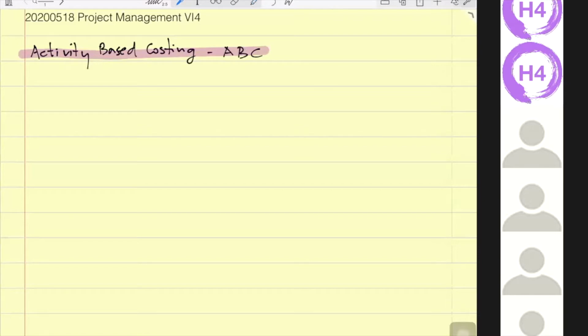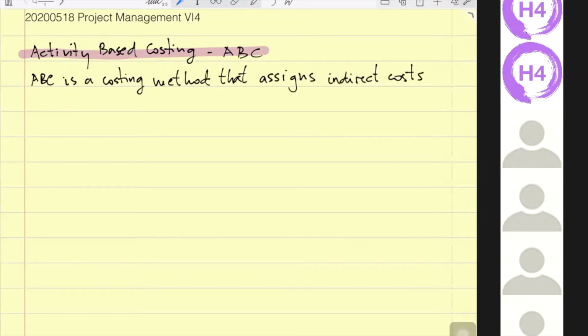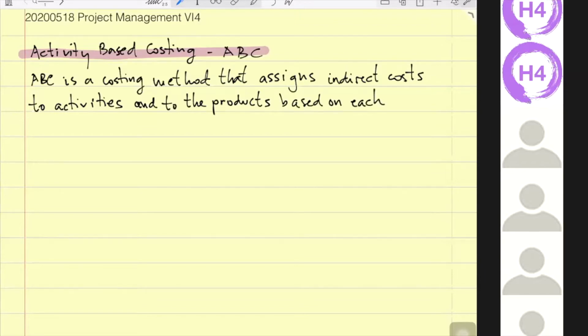Okay, activity-based costing is a costing method that assigns indirect costs to activities and to the products based on each product's use of activities. Okay.